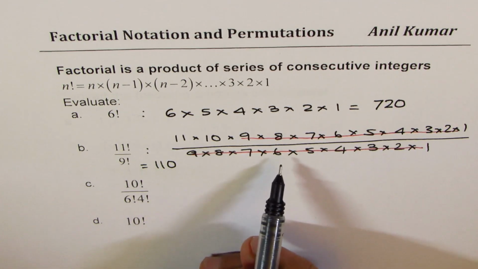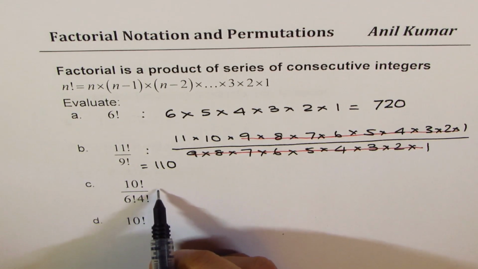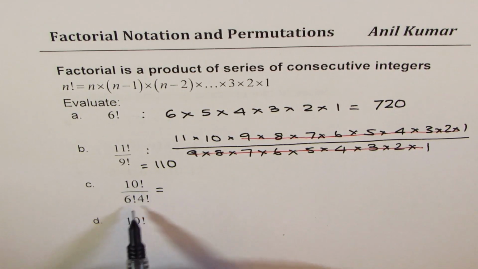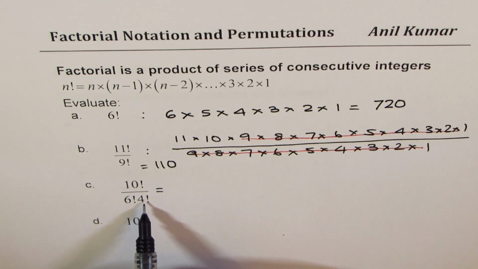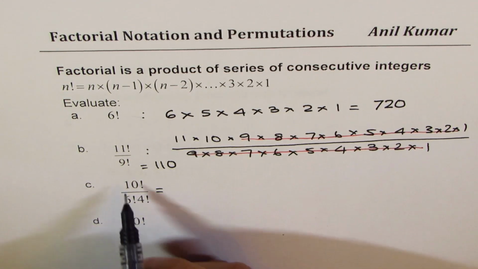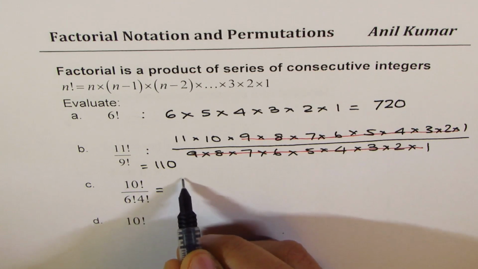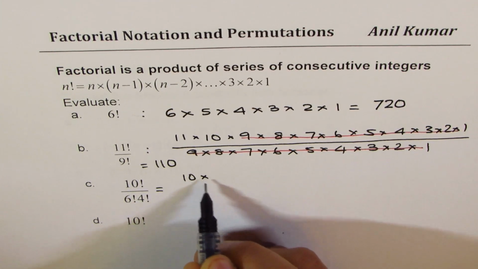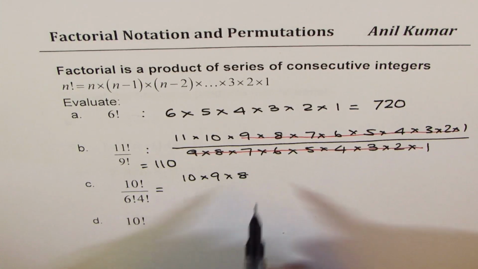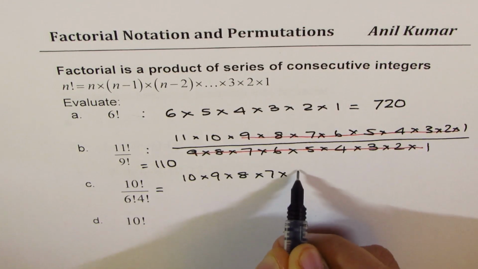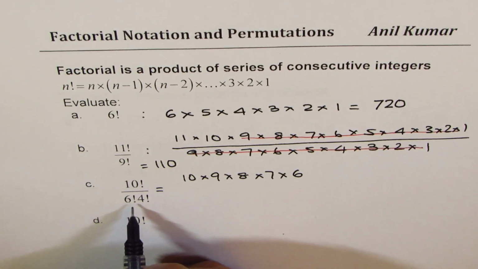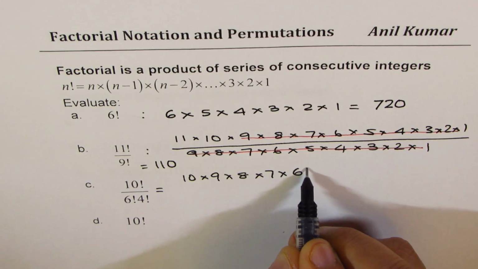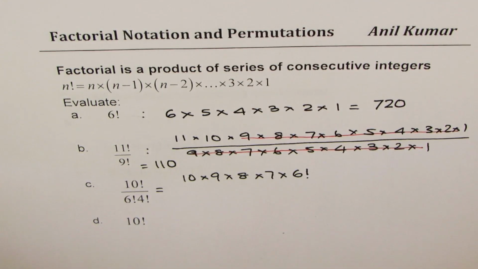So that is how you could do it. Now let's practice with one more example, which is 10 factorial over 6 factorial times 4 factorial. This time, when I write 10 factorial, see how I write it. I'll write 10 times 9 times 8 times 7 times 6, and since there is 6 factorial here, it's a good idea to just write this as 6 factorial.